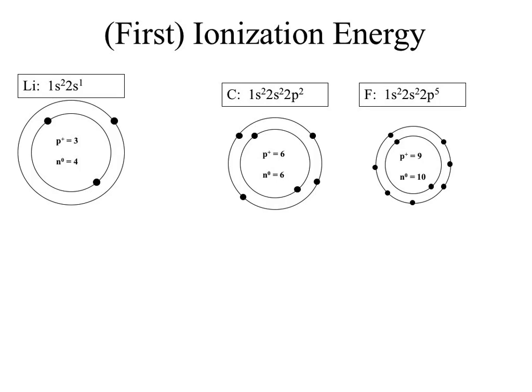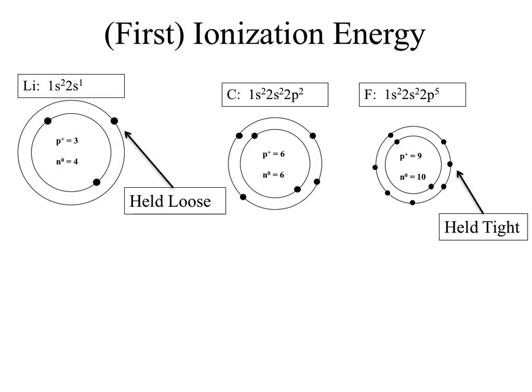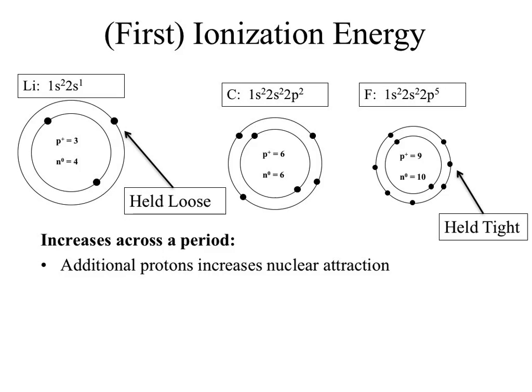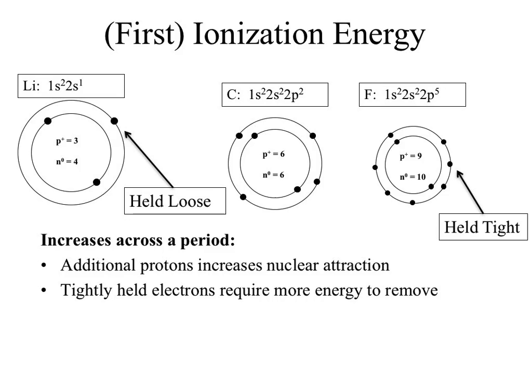Higher energy. So as you go across the row, it's held loose in the bigger ones, so it holds them tighter in the smaller ones. That means it's increasing in energy. Those additional protons pull the electrons in and then hold them on tighter. So it requires more energy to remove electrons as you go across the row. All right, so that's ionization energy. That's about losing electrons.